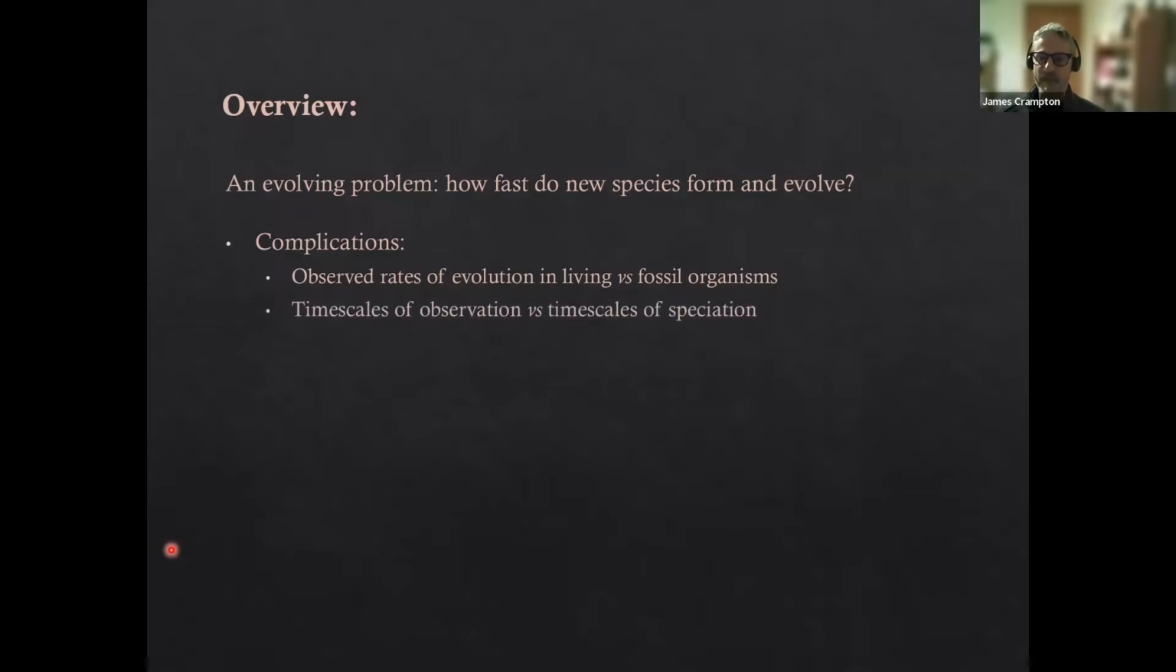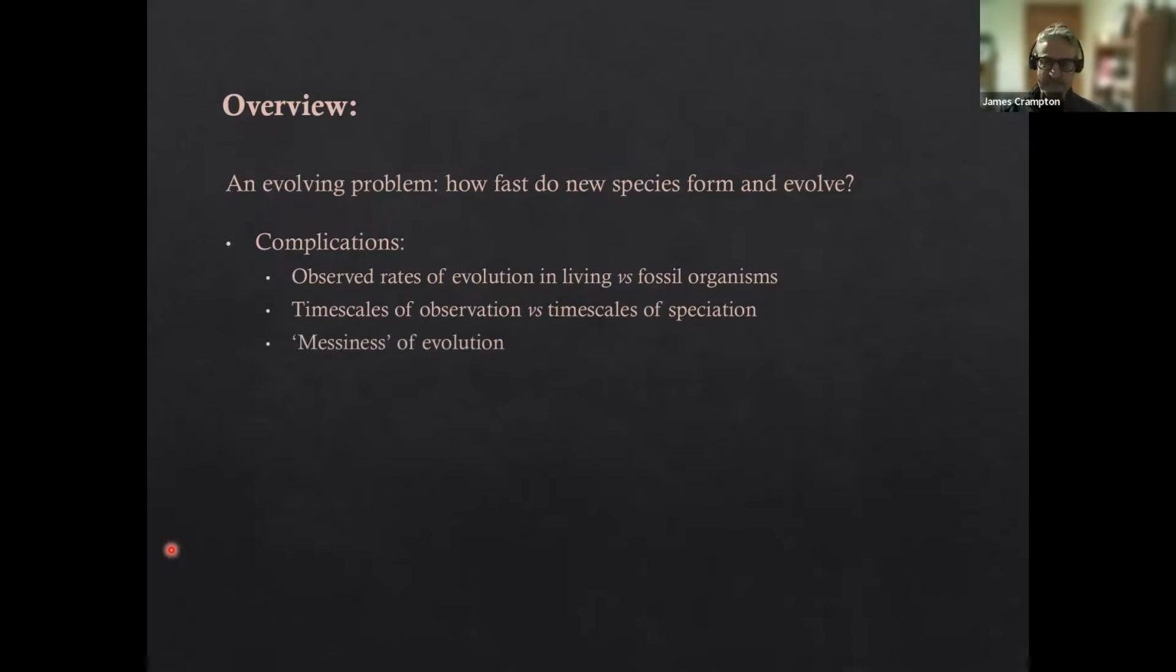There's a real problem with the timescale we can observe, either in the fossil record or in the living, and actually the timescales at which things are actually happening. And I'll explain all this a bit more.